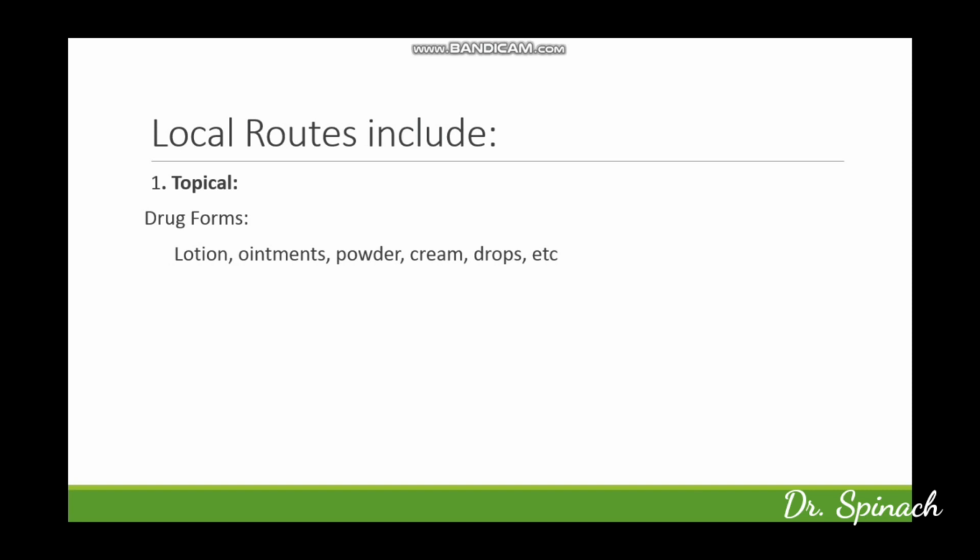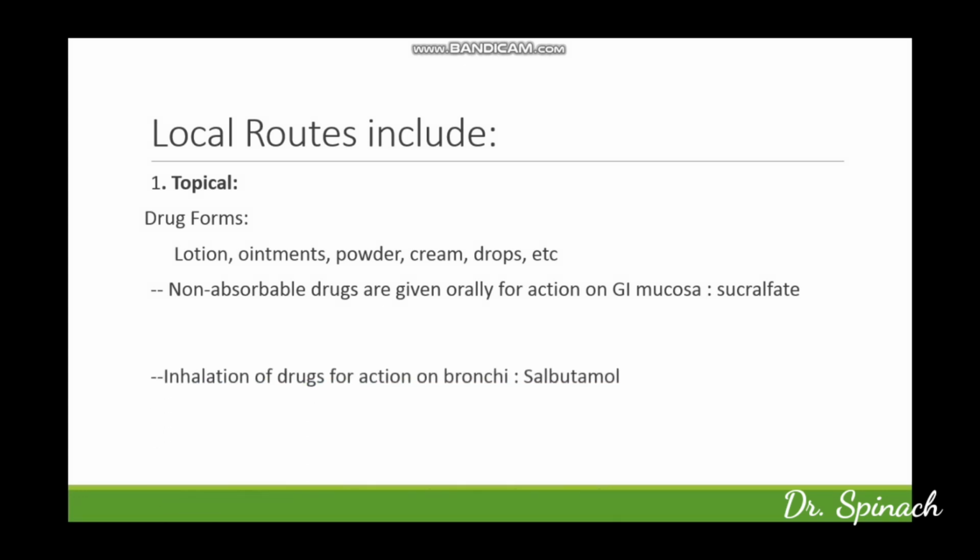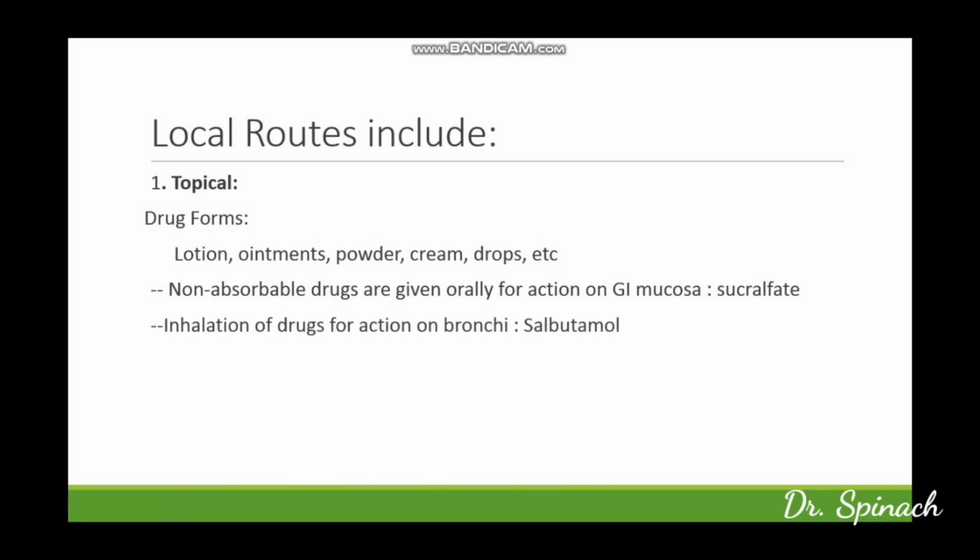Well, there are some drugs that are given through systemic routes, but they exhibit local action. For instance, there are some drugs like sucralfate or vancomycin that are given orally and they act only on GI mucosa without getting absorbed in the bloodstream. Another example is of inhalational drugs. That's again a systemic route of absorption for the action on bronchi, like salbutamol or cromolyn sodium.